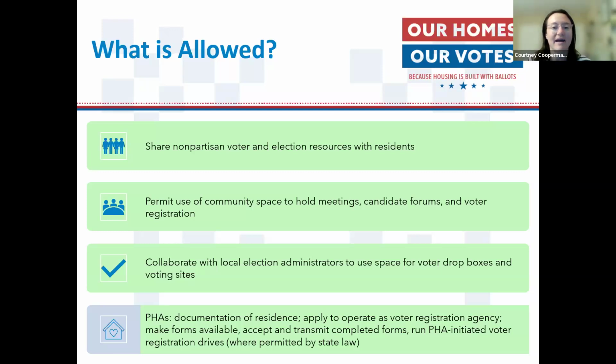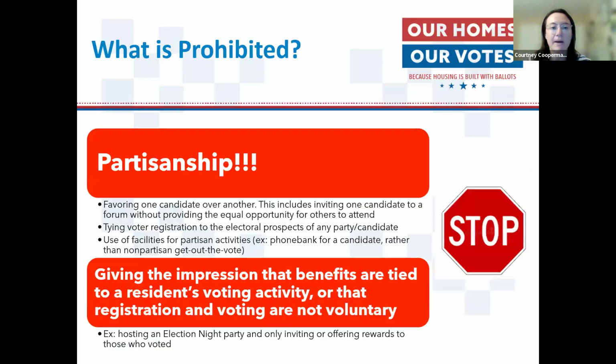We can go to the next slide. There are also some activities that HUD clearly prohibits, and this really mirrors what we talked about earlier with partisan activities that 501(c)(3)s can't do. HUD-subsidized owners and PHAs can't do anything partisan. So again, that means they can't favor one candidate or another in any way.